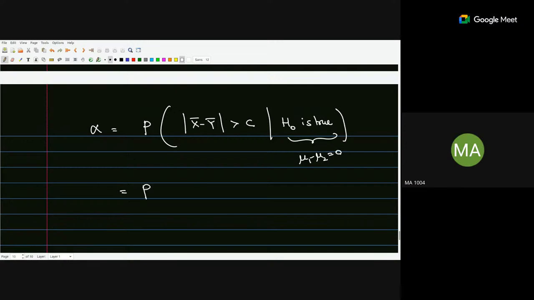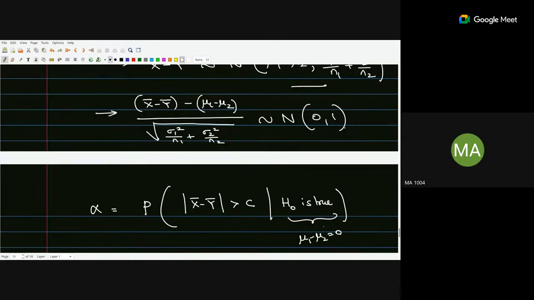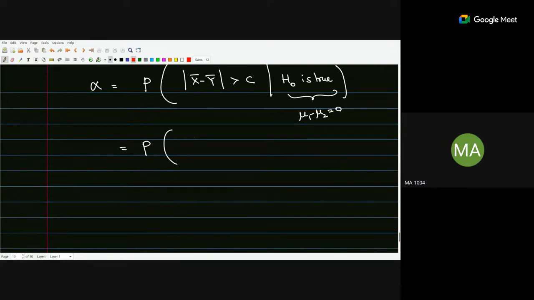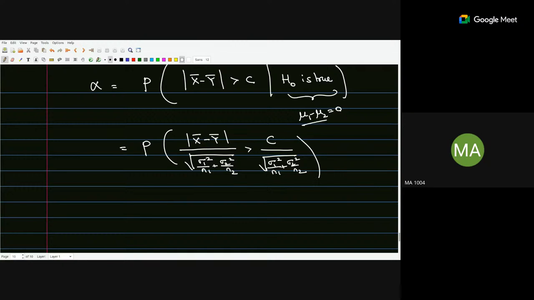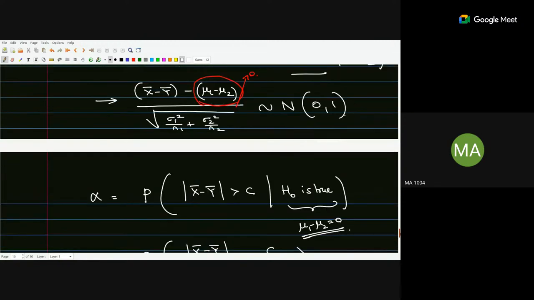Whatever. So you see now, when null is true, this mu1 minus mu2 becomes zero. Term vanishes off. And simply what happens is this. So I can simply write modulo x bar minus y bar divided by square root of sigma1 square by n1 plus sigma2 square by n2 greater than c minus 0. I don't need to write that minus 0. C by root sigma1 square by n1 plus sigma2 square by n2. Okay. So why I removed my mu1 minus mu2? Because we are in the world of null true. So it is given that null true. So if null is true, mu1 is equal to mu2, and this term will go to 0.